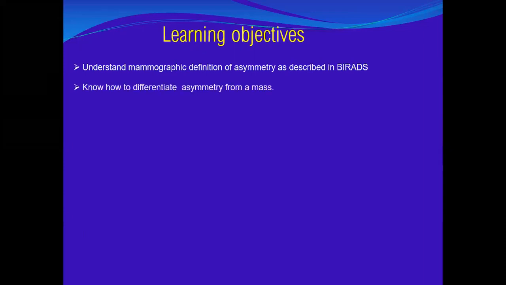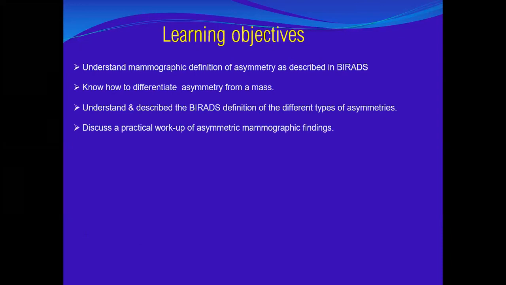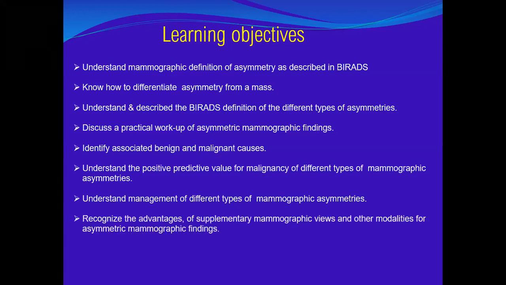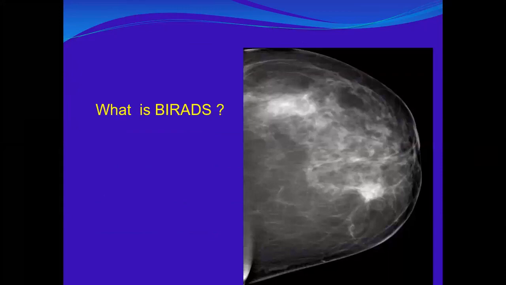Okay. The learning objectives of this session are: understanding the mammographic definition of asymmetry as described in BI-RADS, knowing how to differentiate asymmetry from mass, understanding and describing the BI-RADS definition of the different types of asymmetries, discussing a practical workup of asymmetric mammographic findings, identifying associated benign and malignant causes, understanding the positive predictive value for malignancy of different types of mammographic asymmetries, understanding management of different types of mammographic asymmetries, and recognizing the advantage of supplementary mammographic views and other modalities for asymmetric mammographic findings.